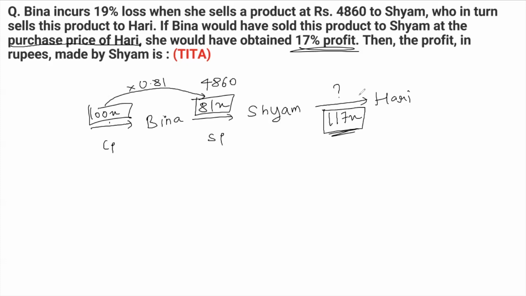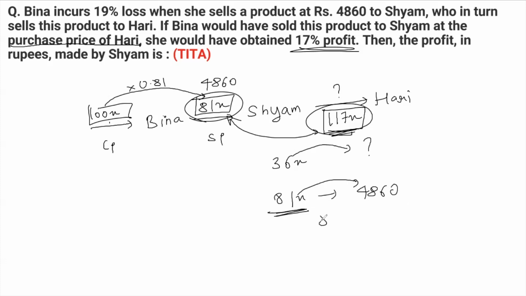The question demands what is the profit made by Sham in rupees. Now this is just two steps. The profit made by Sham will be the selling price for Sham, 117x minus 81x. The difference of these two is nothing but 36x. And we already know that this 81x corresponds to 4860. So now equating 81x with 4860, we get x as 4860 by 81.